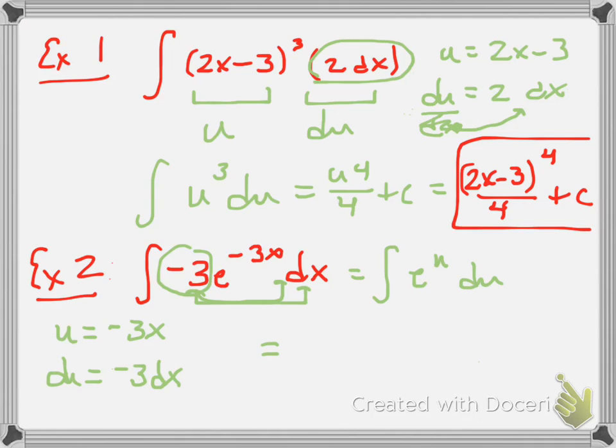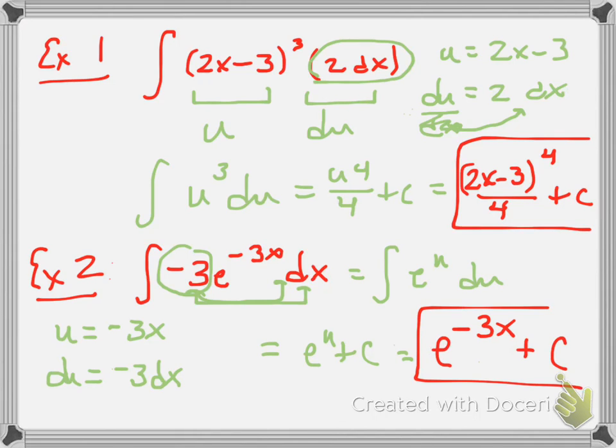And of course, this is easy because the integral of e to the u is itself. So e to the u plus c is our answer, but obviously we want to write that using some of the original expressions that we had. So our final answer is just e to the negative 3x plus c. This is all well and good, but I think the bigger question is, what do I do if this exact derivative is not in the problem?